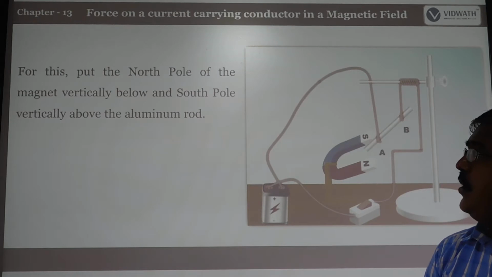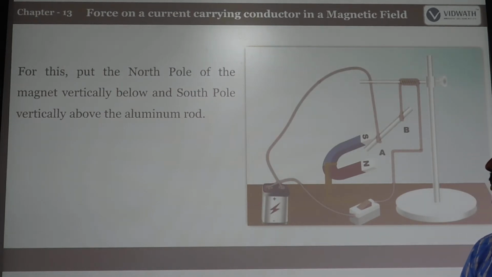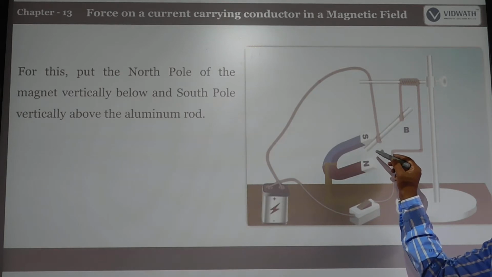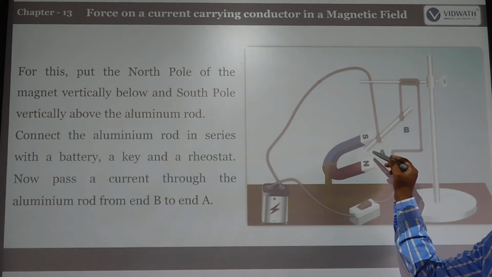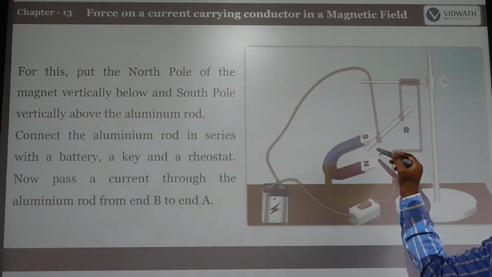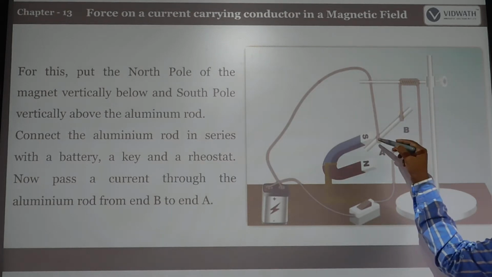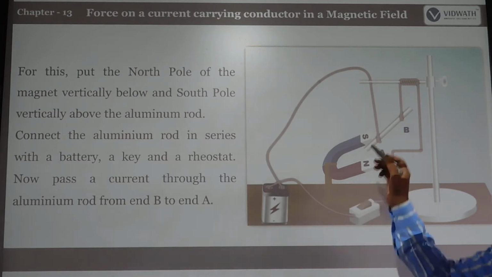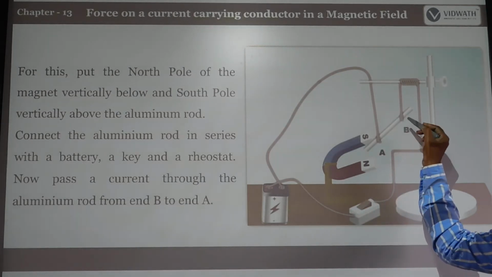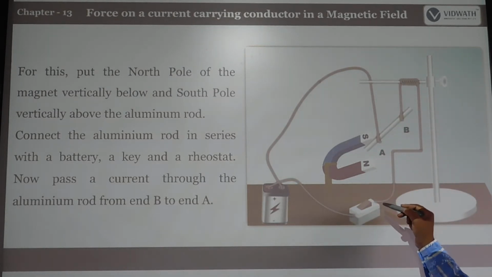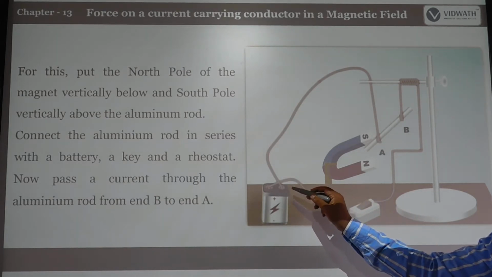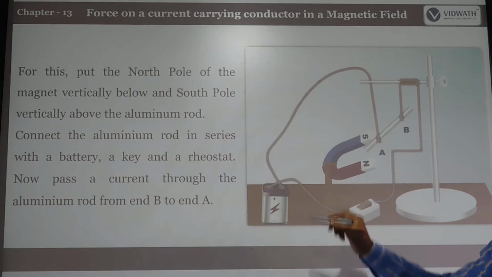For this, put the north pole of the magnet vertically below. This drawing should show that. The north pole should be vertically below, and the south pole should be vertically above the aluminium rod. This aluminium rod is connected with the key and also the battery, and the rheostat.